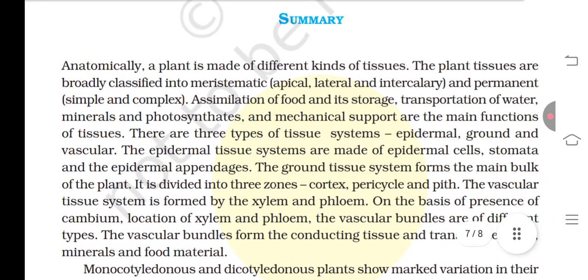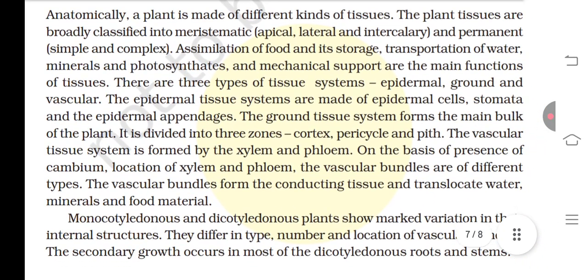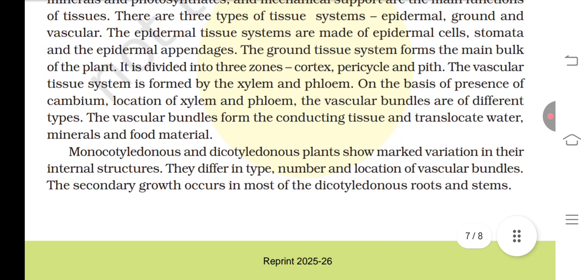Summary. Anatomy of a plant is made of different kinds of tissues. The plant tissues are broadly classified into meristematic, apical, lateral, and intercalary, and permanent, simple or complex. Assimilation of food and its storage, transport of water and minerals, and photosynthesis, and mechanical support are the main functions of tissues. There are three types of tissue systems: epidermal, ground, and vascular. The epidermal tissue system is made of epidermal cells, stomata, and epidermal appendages. The ground tissue system forms the main bulk of the plant. It is divided into three zones: cortex, pericycle, and pith.